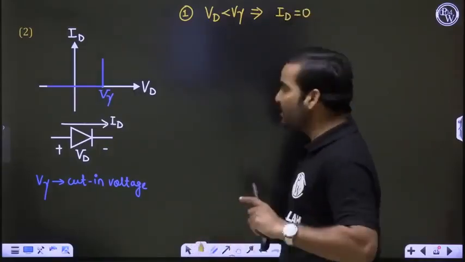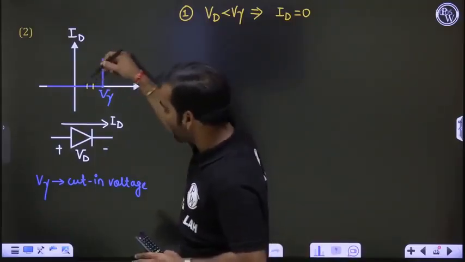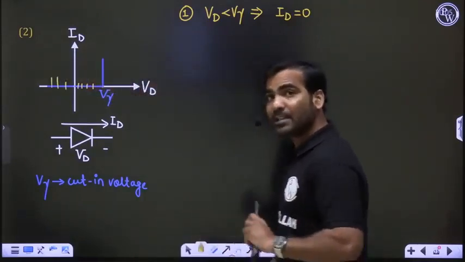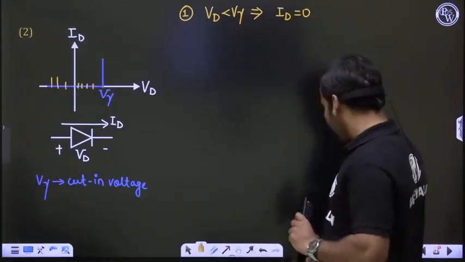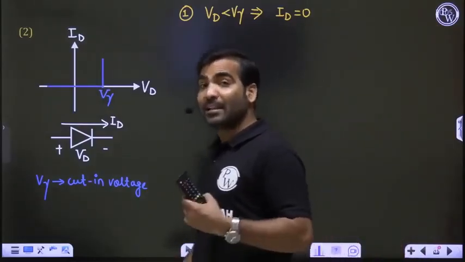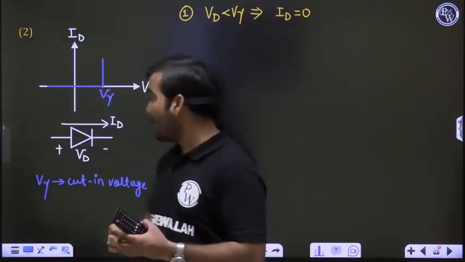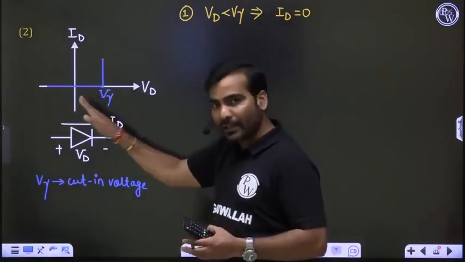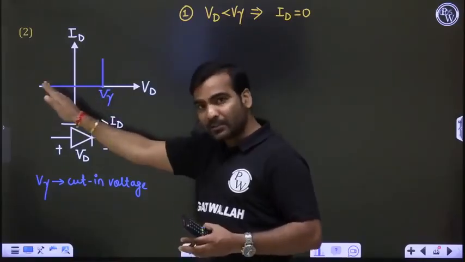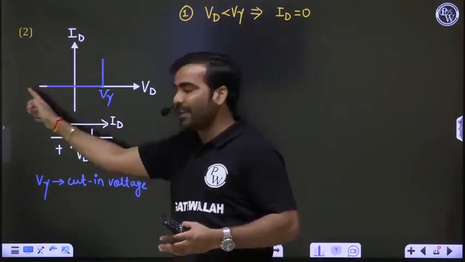Okay, diode current is 0, but voltage can take any value. When Vd is less than V gamma, voltage may be 2 volt, 3, suppose 0.8 volt, 0.6, 0.5, 0, minus 1, minus 2, minus 3. Any voltage is possible. So the concept is, if diode voltage is less than V gamma, for example V gamma is 1 volt and diode voltage is less than 1 volt, suppose 0.9, 0.8, 0.7, 0.6, 0 or negative, minus 0.1, minus 0.2, minus 0.5, minus 3, then in all the cases current is 0.